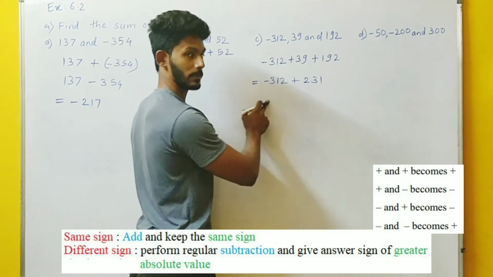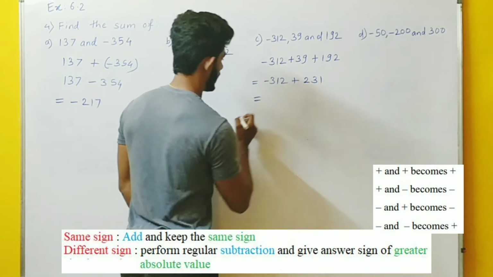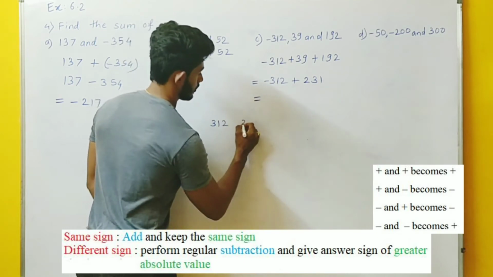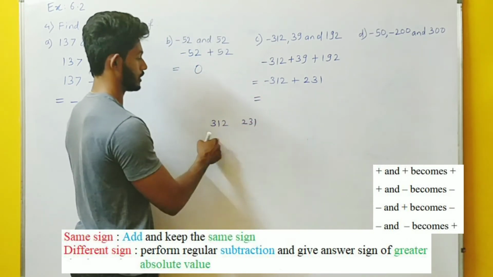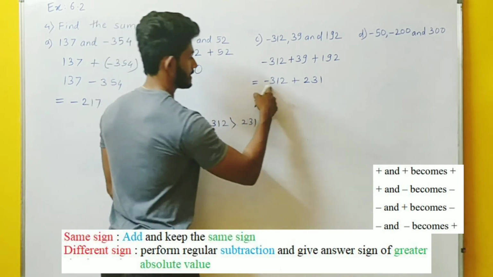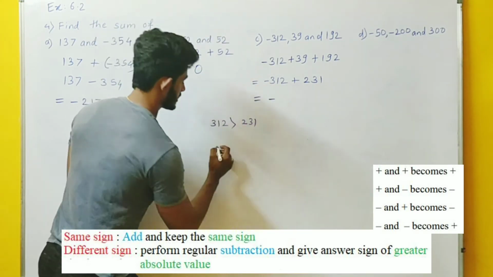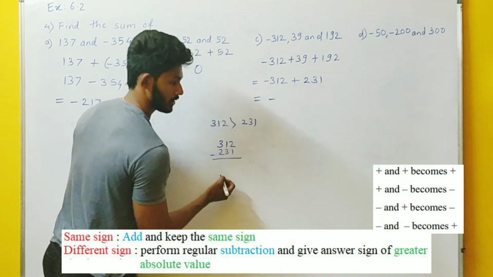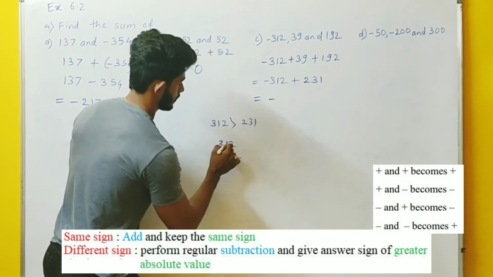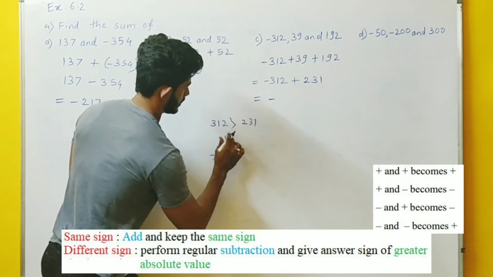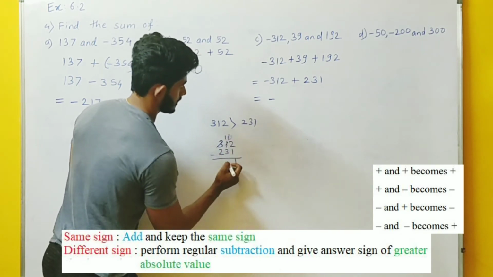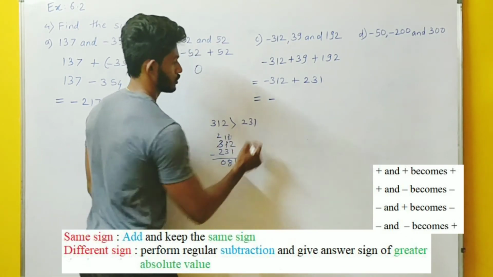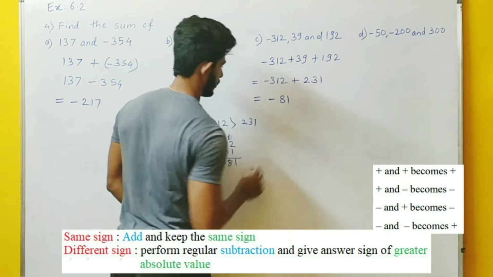So now we are going to subtract these numbers and my answer will have the sign of the greater number. So let's consider the first number 312 and 231, and we all know that 312 is the greater number, so my answer will have a negative sign. Now let's subtract these numbers. 2 minus 1 will be 1, so this will give 10 over here. So this will be 11. 11 minus 3 will be 8. 2 minus 2 will be 0. So my answer will be 81.